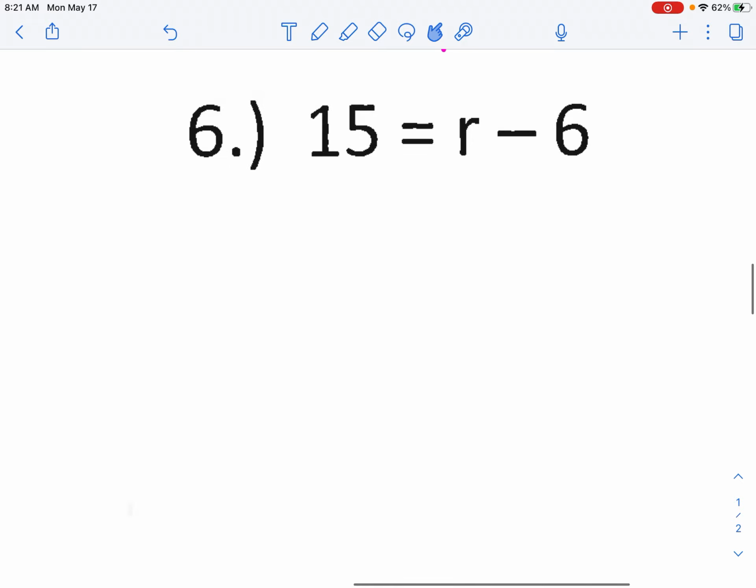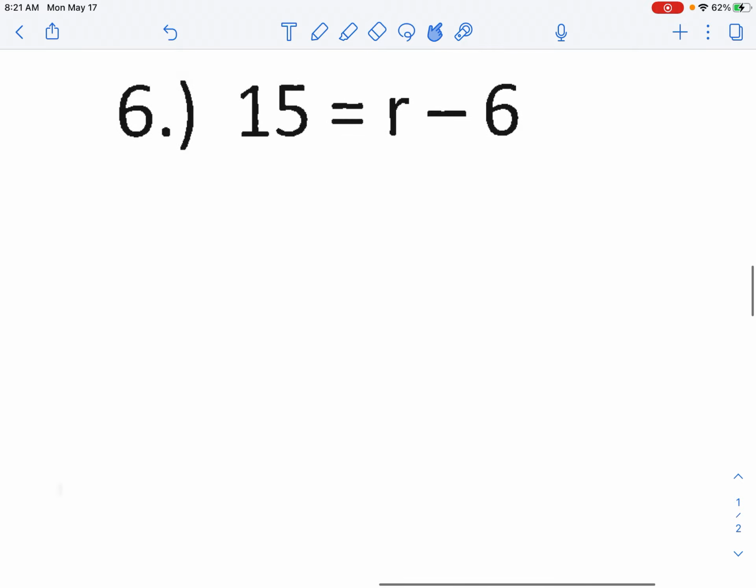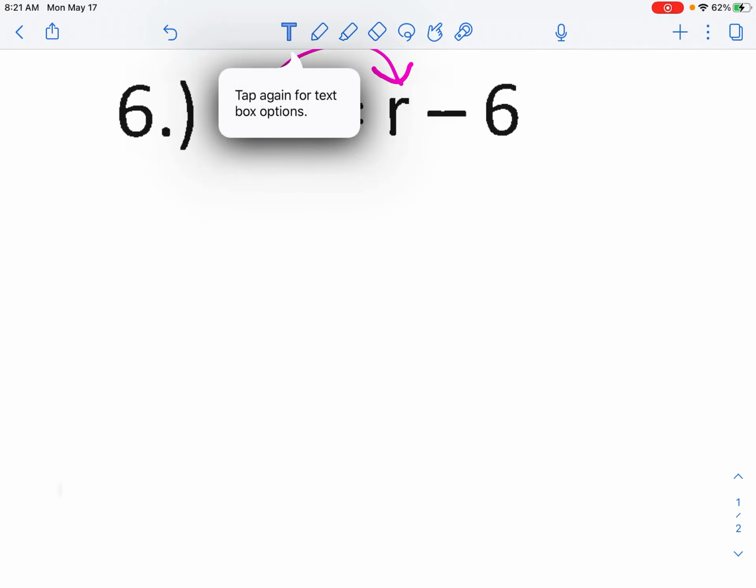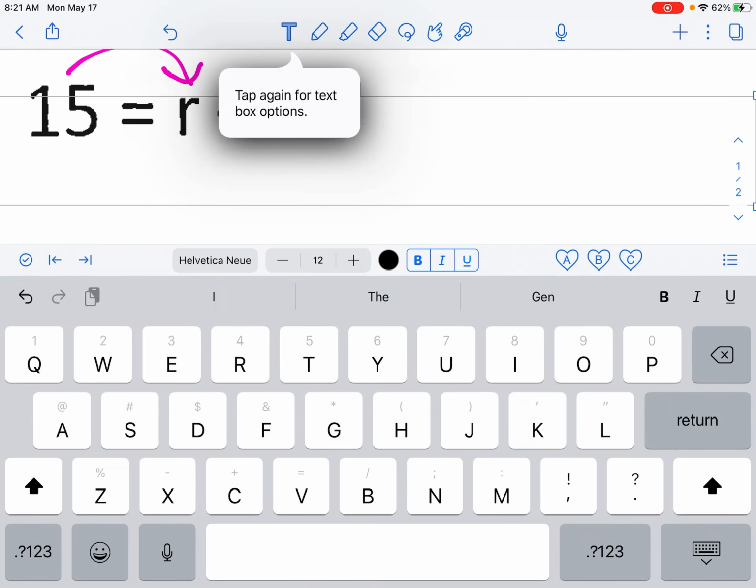Last one. So this one looks a little bit different because notice the variable is on the right side. I prefer to have my variable on the left. So what you are allowed to do is rewrite the equation. We're going to flip everything from the left to the right and everything from the right to the left.